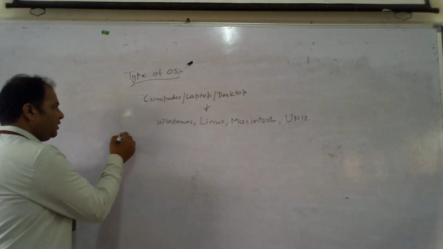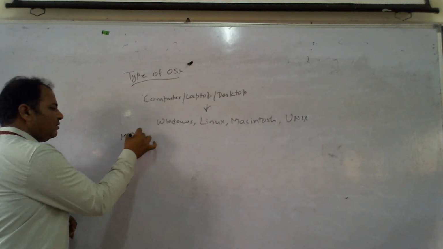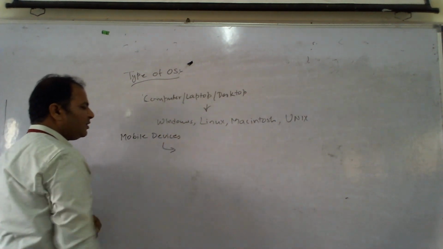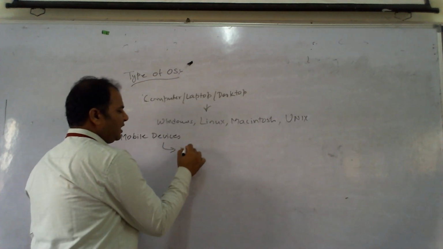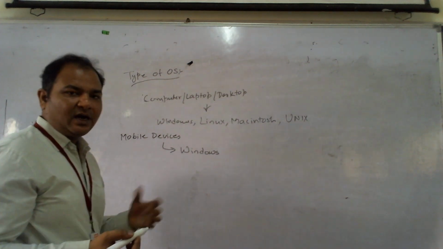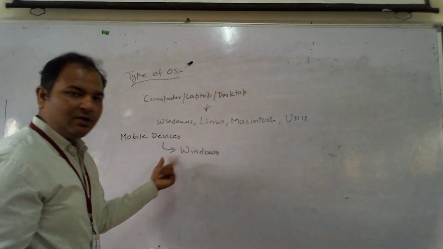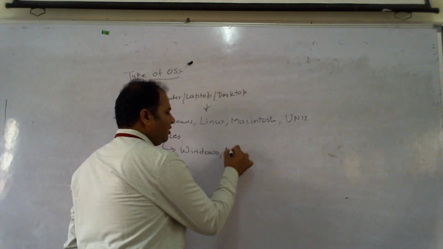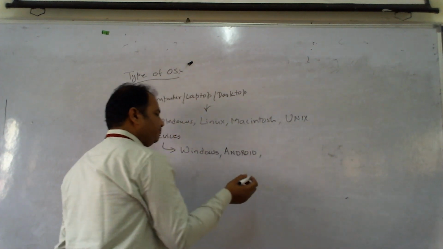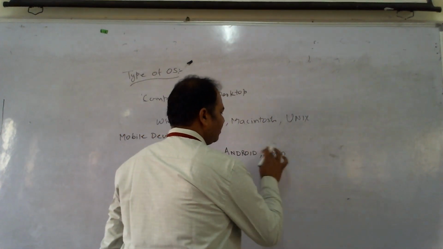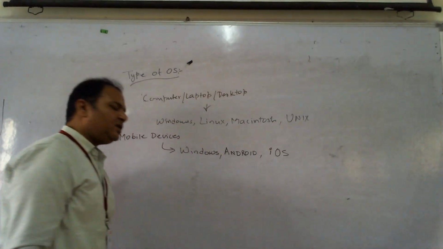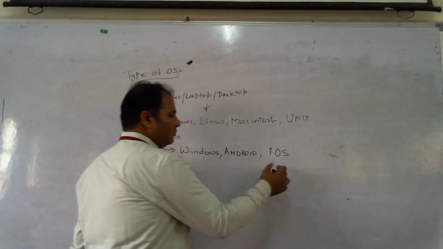But if we talk about mobile devices, then the operating system changes. In mobile devices, we can also use the Windows operating system. There are some phones coming which have the Windows operating system. And there is the very popular Android operating system, Symbian, and iOS, which is the operating system used in Apple phones.